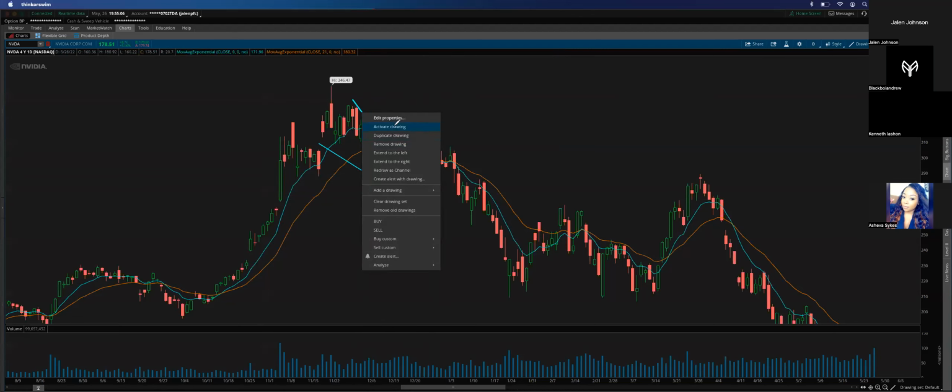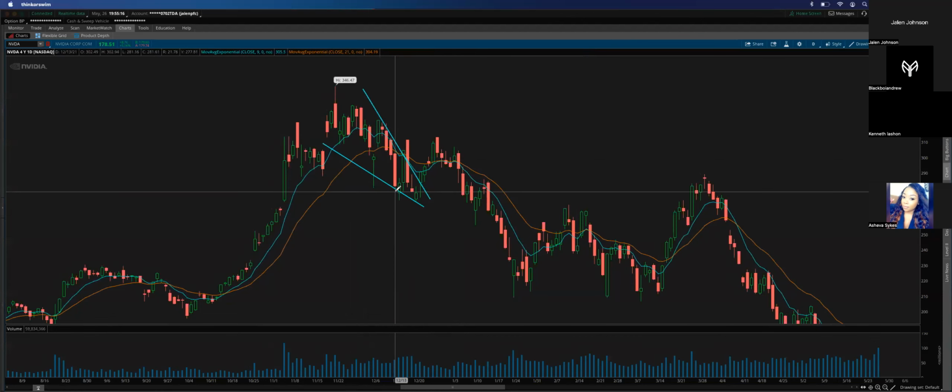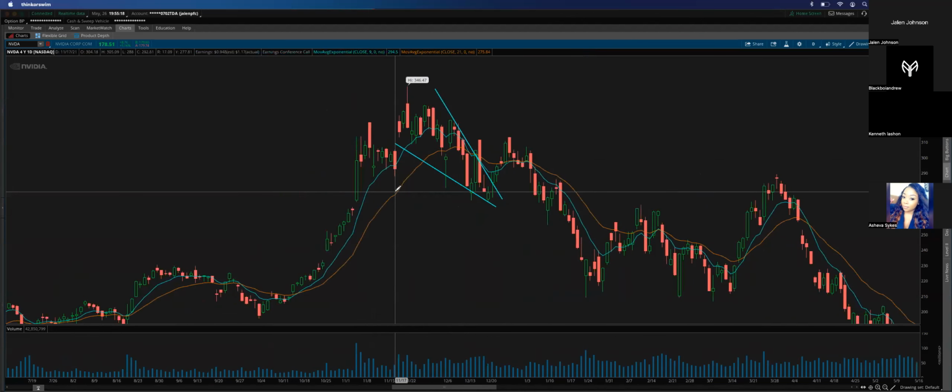Price action was, remember, this is back when the market started getting extremely choppy. So this right here is a falling wedge, right? And it kind of worked, but it didn't work as it was supposed to. It was extremely hard to trade this. But this is a falling wedge.